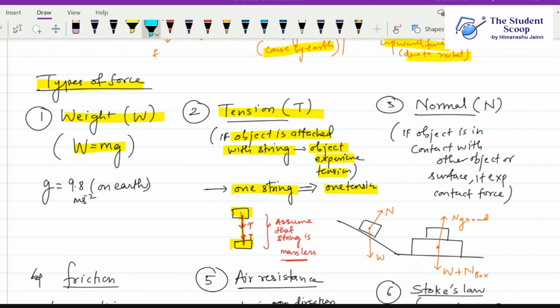The third force we are going to talk about is the normal force. A normal force is sometimes also called a reaction force.